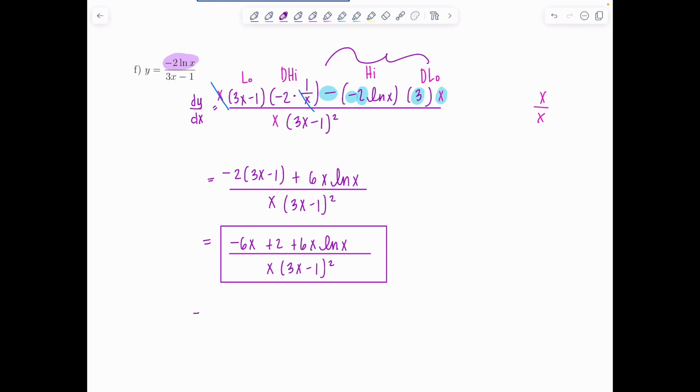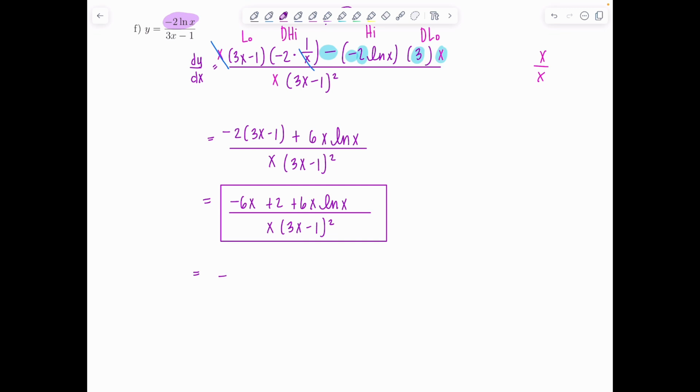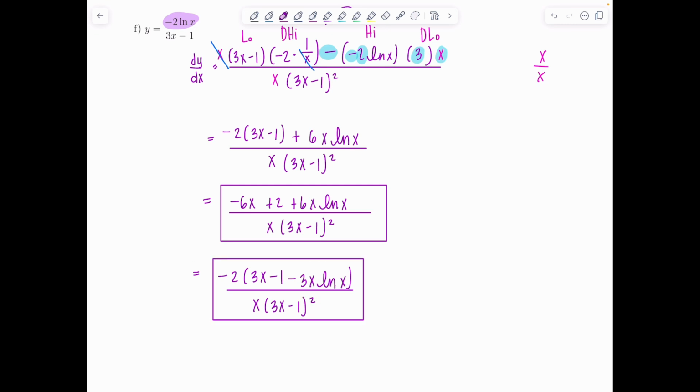Alternatively, if you want to take a negative 2 out of everybody in the numerator, go for it. Take a negative 2 out. Now this is 3x minus 1 minus 3x ln x. And sometimes we do like to factor for part of our final answer, because coming up soon, we're going to be taking our derivatives, setting the numerator to 0, setting the denominator to 0, and it's just easier if it's already factored. Okay, sneak preview, this is going somewhere.